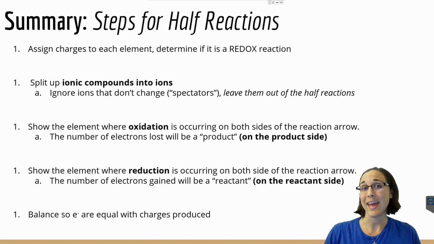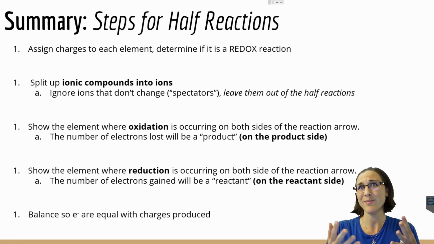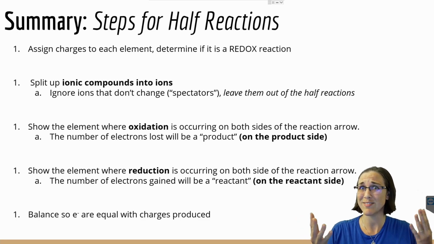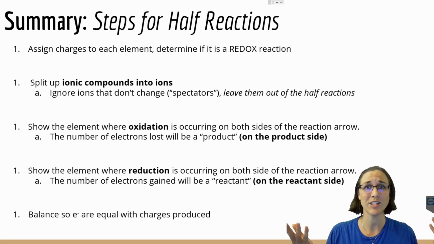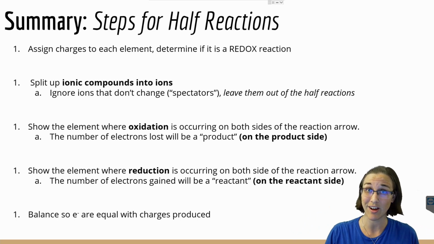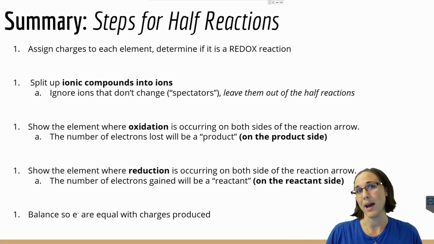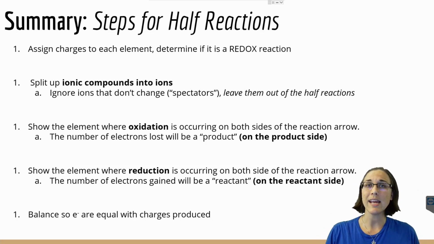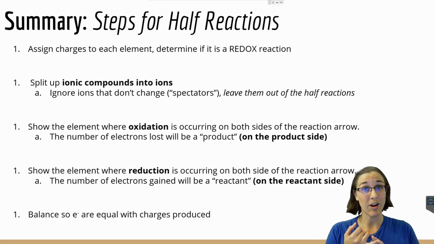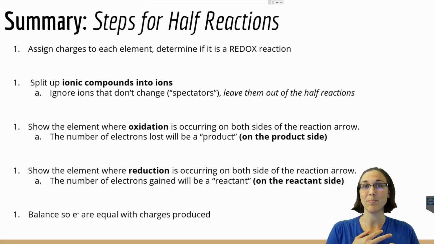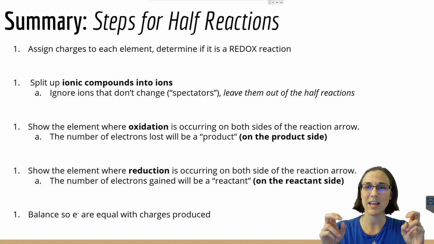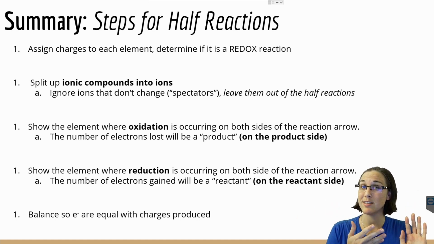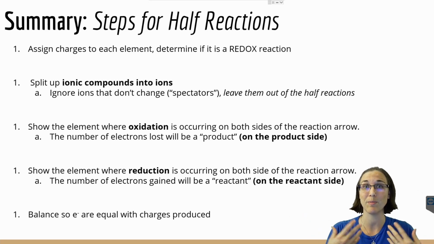In order to make a half reaction, the first thing we need to do is assign those oxidation state values to each element and determine if it's a redox reaction even to begin with. If there's no change of charge in at least two elements, it's not redox. Then you need to split up the ionic compounds into ions, into the cation and anion counterparts. Any ions that don't change, like the hydroxide or the sulfate, in the examples throughout the video, are spectators, and we leave them out of the half reactions. They're literally not doing anything for the purpose of our half reaction.